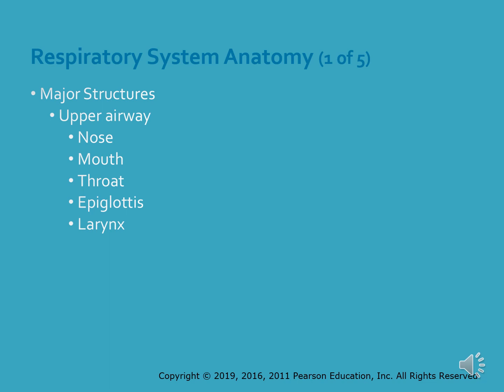First we'll talk about the nose. The nose is the primary path for air that enters and leaves the system. As the air enters, the nose filters it and helps to moisten it. Next is the mouth. The mouth is the secondary path for air to enter and leave the system. Then the throat, which is an air and food passage, and the throat is also called the oropharynx.